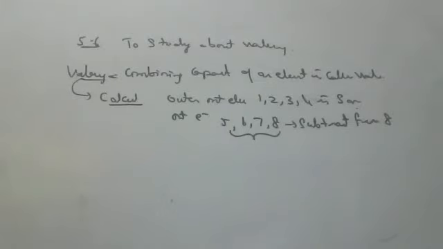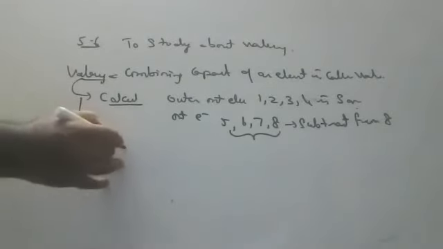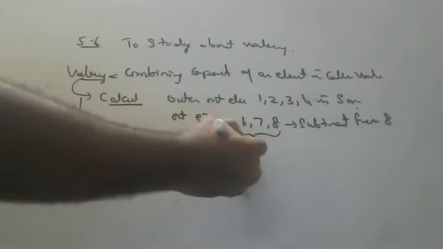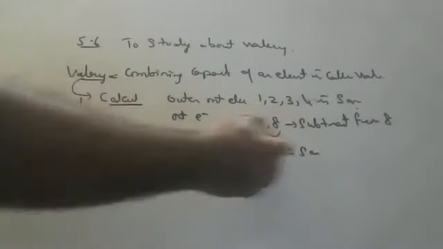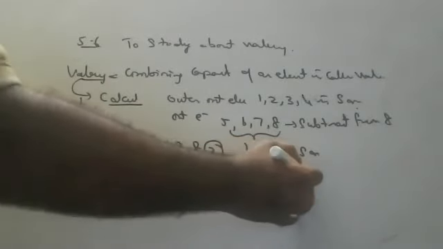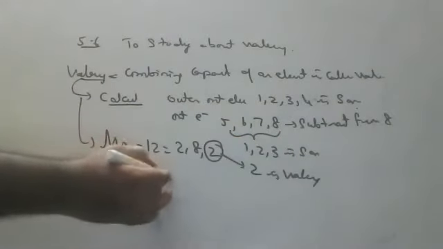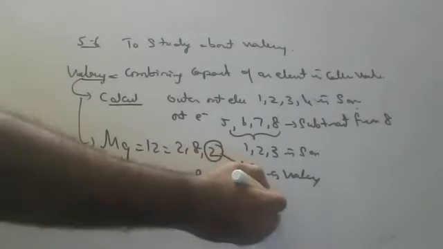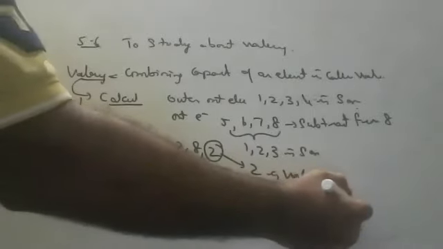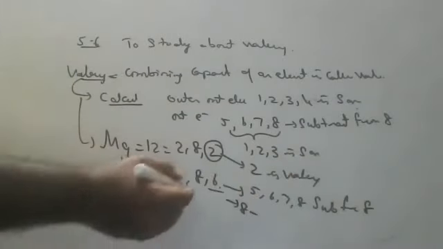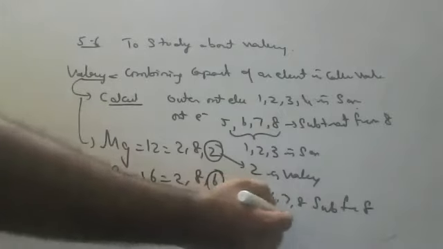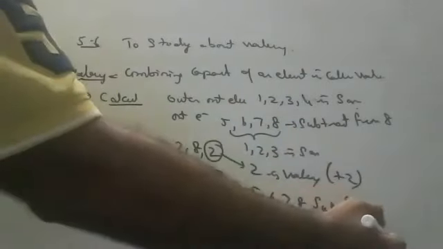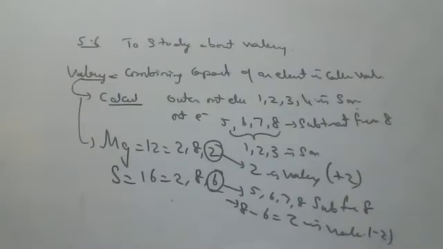What is the valency of magnesium and sulfur, children? Magnesium's atomic number is 12, so 2, 8, 2. The outermost electrons are 2, so 2 is the valency. Sulfur is 16, so 2, 8, 6. Outermost is 6, so subtract from 8: 8 minus 6 is 2, so 2 is the valency. Here it is plus 2, and for sulfur minus 2, because sulfur is a non-metal and takes electrons.